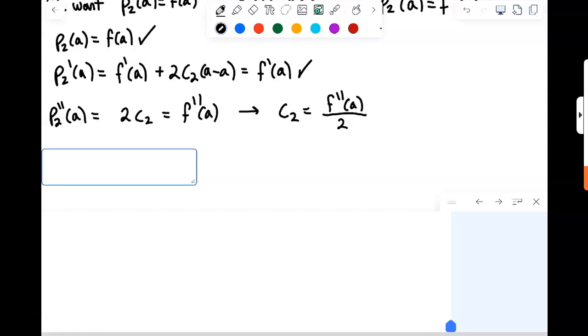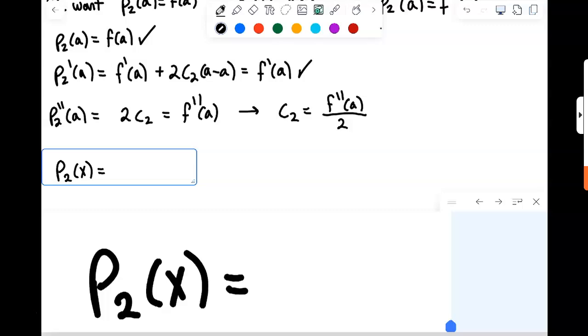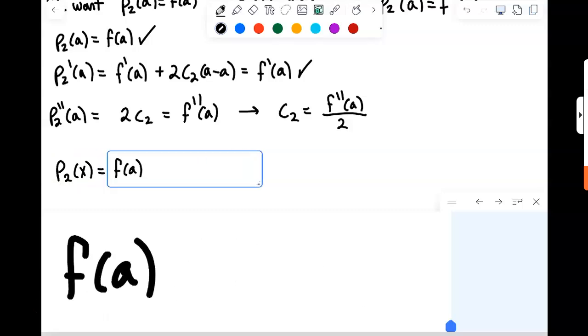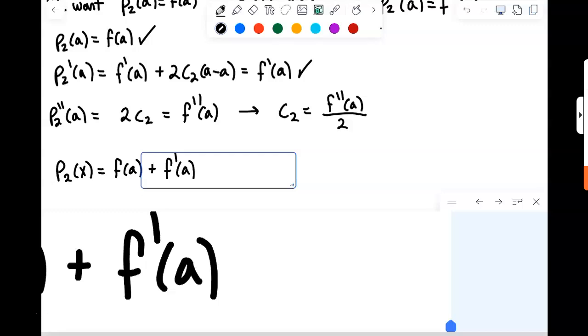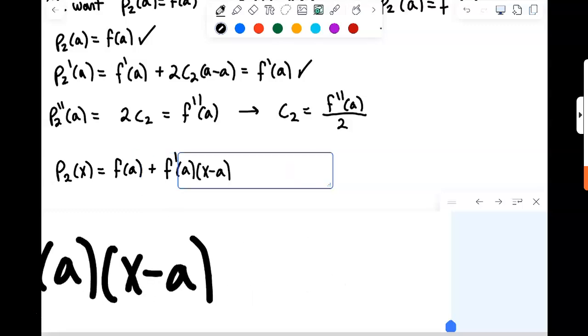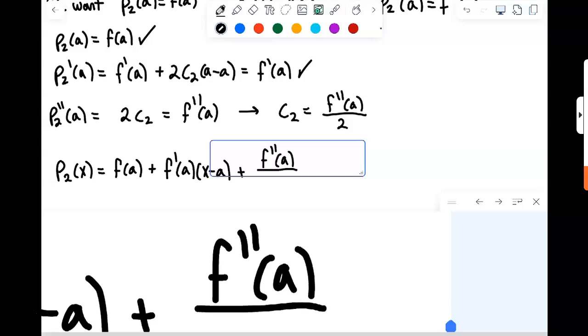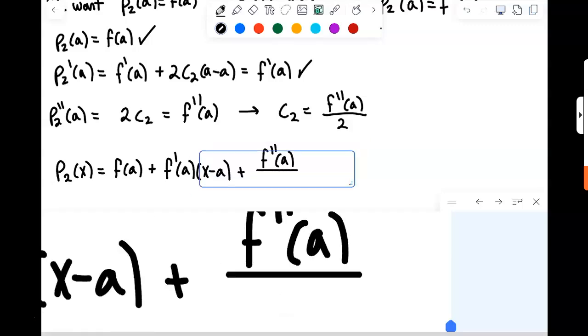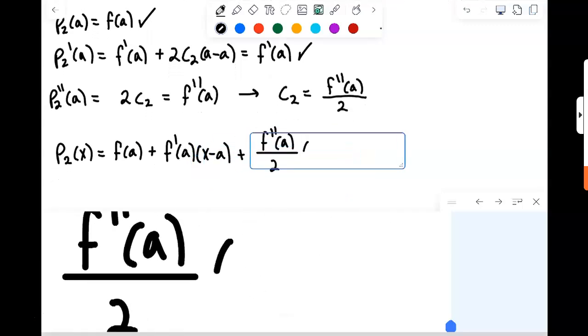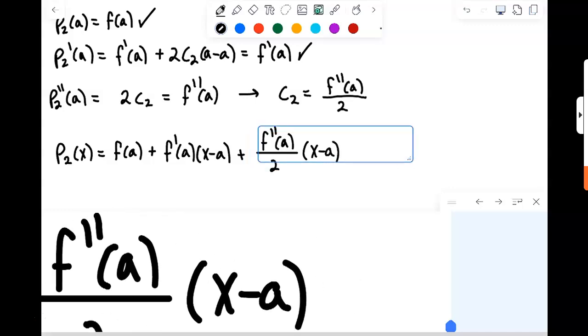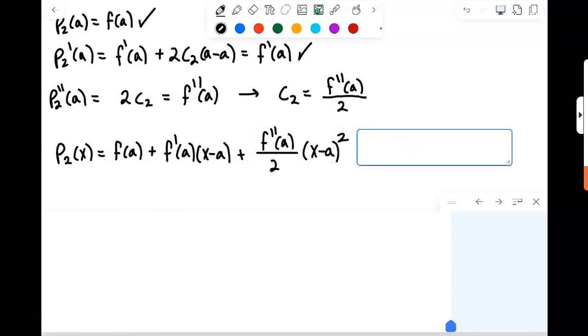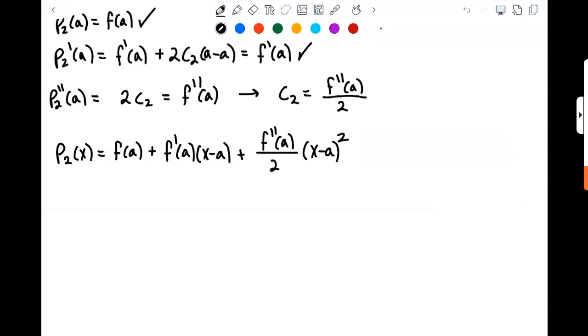So in the end here, we would have that the quadratic approximation, P2 of x, is actually f of a plus f prime of a times x minus a plus f double prime of a divided by 2 times x minus a quantity squared. And so this is the formula that will give us our second degree approximation.